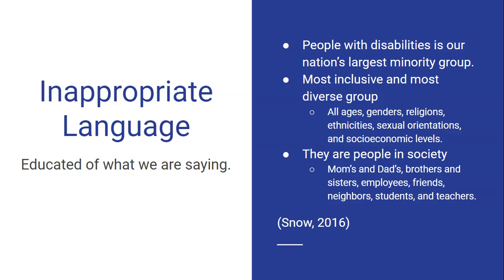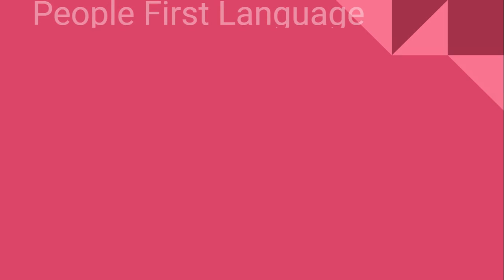People with disabilities are our nation's largest minority group. It's the most inclusive and most diverse group. It includes all ages, genders, religions, ethnicities, sexual orientations, and socioeconomic levels. They are people in society: moms and dads, brothers and sisters, employees, friends, neighbors, students, and teachers, just to name a few. So as you can see, inappropriate language about this group basically includes everybody in the nation in some sort, because it is the largest of our minority groups.